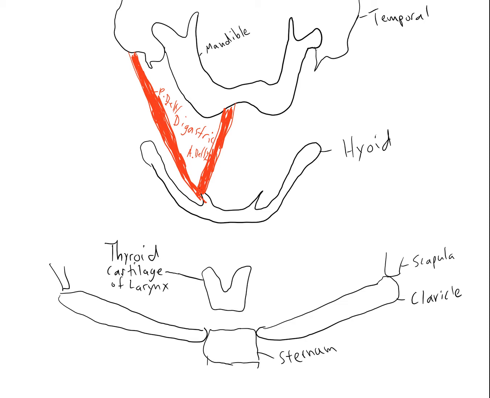bone. It will help to position the hyoid bone by elevating the hyoid bone. Next, we're going to look at the omohyoid. And so the omohyoid is going to originate from the scapula, so the shoulder is what omo means. And so coming from the scapula, from the shoulder to the hyoid, here we have the omohyoid.